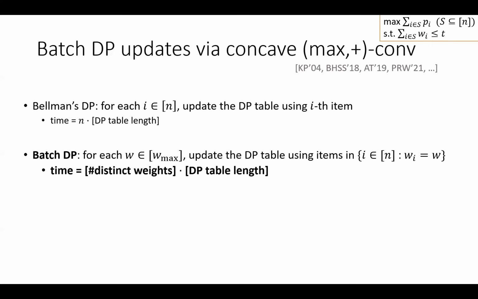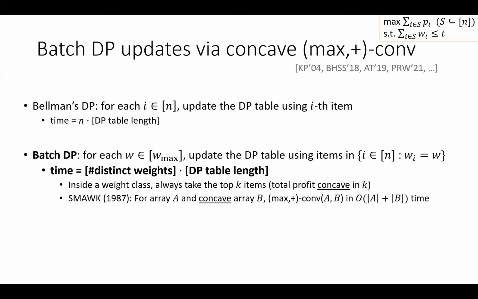At a high level, this is possible because inside the weight class, the optimal solution should always take the top k items, and the total profit is a concave function in k. And there was this SMOC algorithm, which can compute the max plus convolution of an arbitrary array and a concave array in linear time.